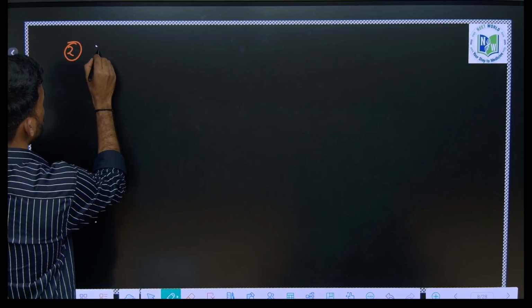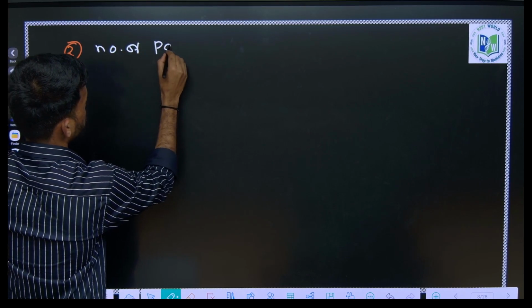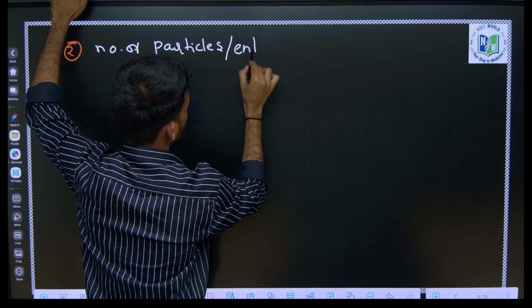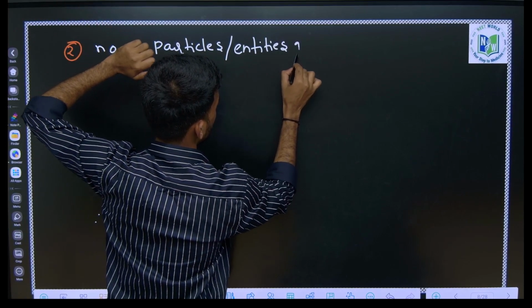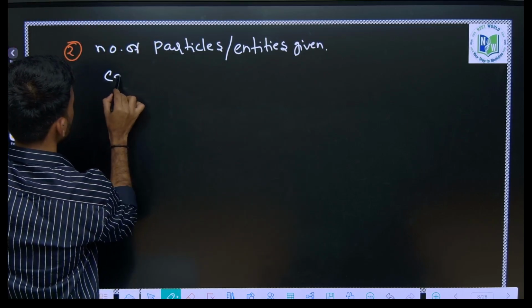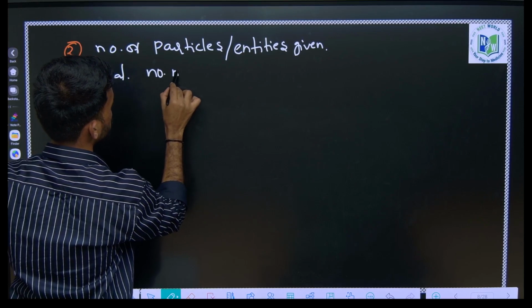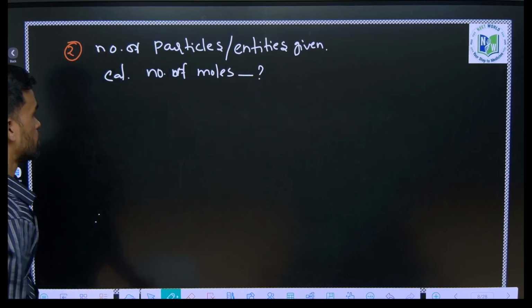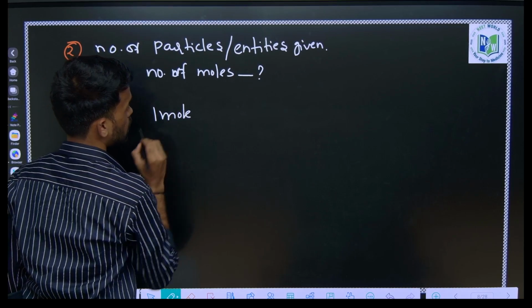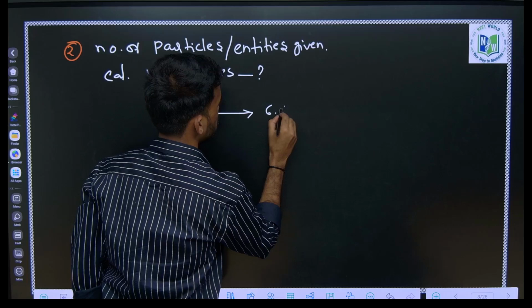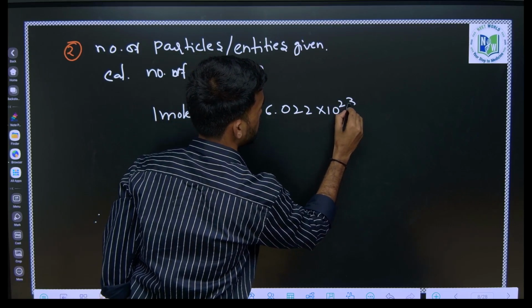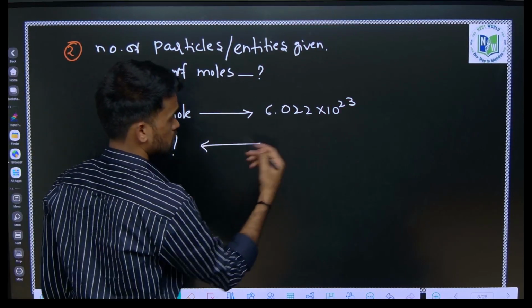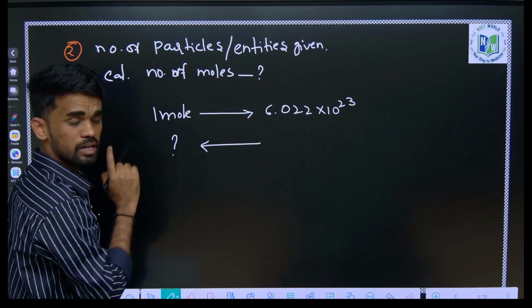Okay, so number of particles or entities may be given, then calculate number of moles. So how do we do this? For example, we know 1 mole of any substance contains how many? 6.022 into 10 power 23 particles, right? So now if they give this particle number and ask us to find number of moles, just do the same unitary method, and we are going to get the answer.